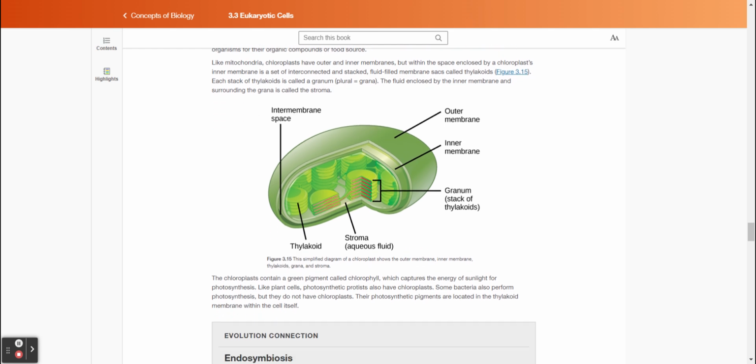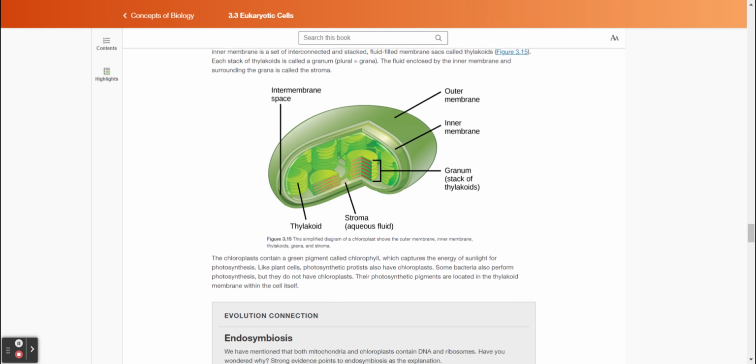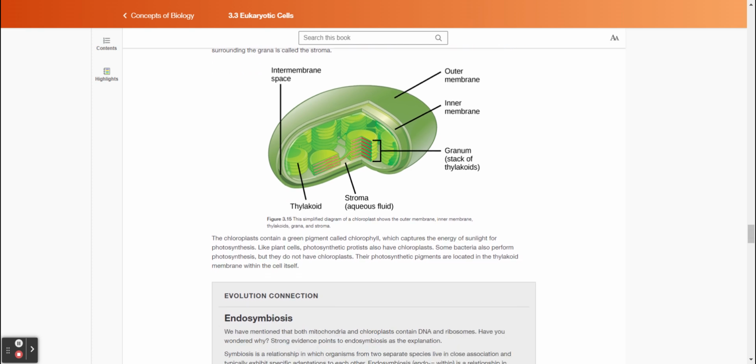Like mitochondria, chloroplasts have outer and inner membranes, but within the space enclosed by a chloroplast's inner membrane is a set of interconnected and stacked, fluid-filled membrane sacs called thylakoids. Each stack of thylakoids is called a granum, plural grana. The fluid enclosed by the inner membrane and surrounding the grana is called the stroma. Figure 3.15. This simplified diagram of a chloroplast shows the outer membrane, inner membrane, thylakoids, grana, and stroma.